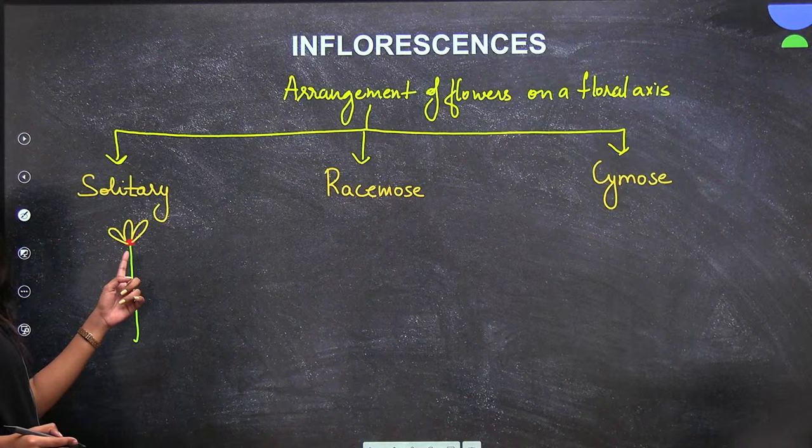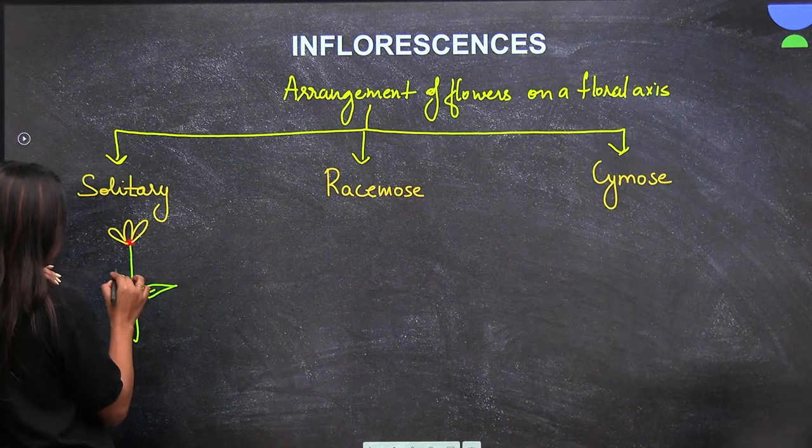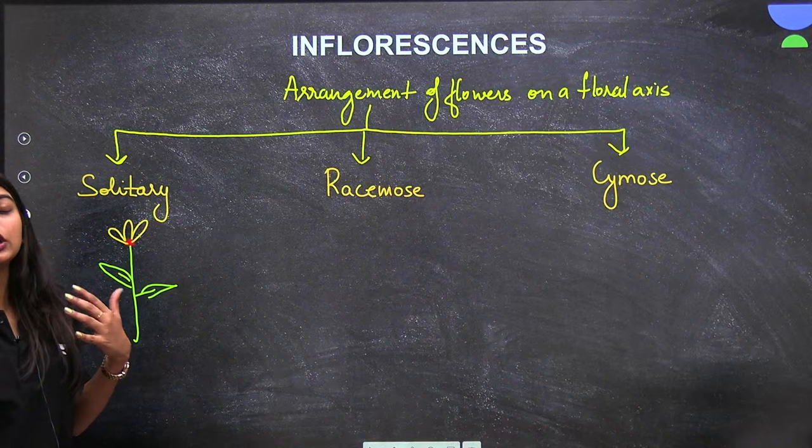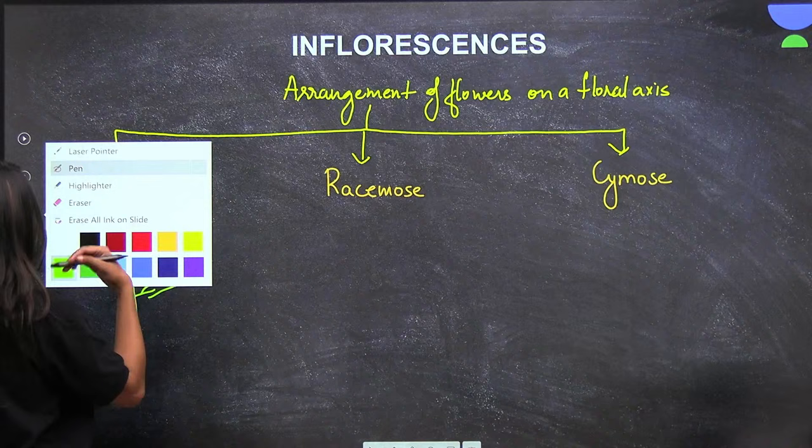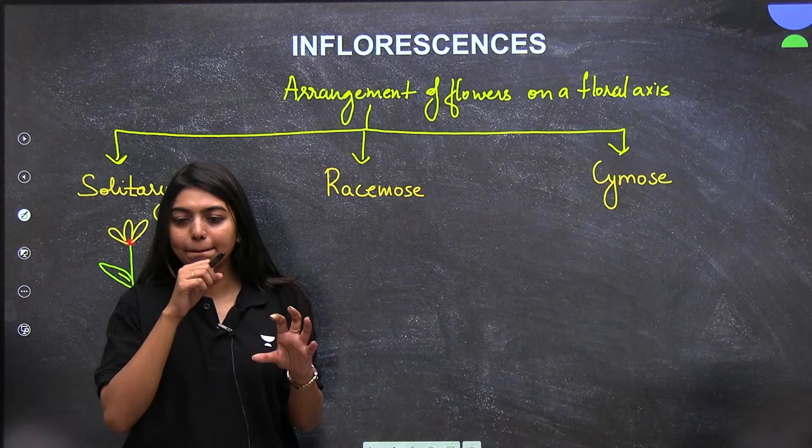When the flower is grown at the tip, we know that the growth has stopped. It is not going to grow further because the flower is at the apical tip. So this type, where the flower is single and alone, is called solitary. Now, racemose. From here we are going to start our main portion, racemose inflorescence. Racemose and cymose, and in your NCERT, solitary is mentioned. So we are adding solitary here.